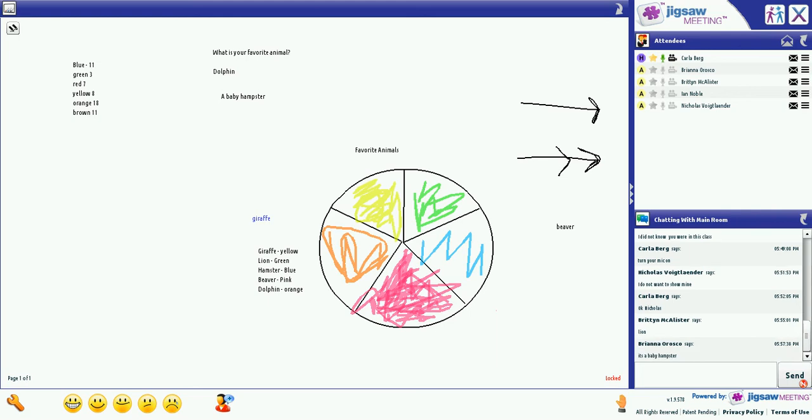Now let's pretend that, oh, a baby hamster, I'm sorry. Let's pretend that 2 of us, let's pretend we have different data and there were only 4 people in the class and 2 people said dogs and 2 people said cats. Our pie graph would look different. It would be split in half.